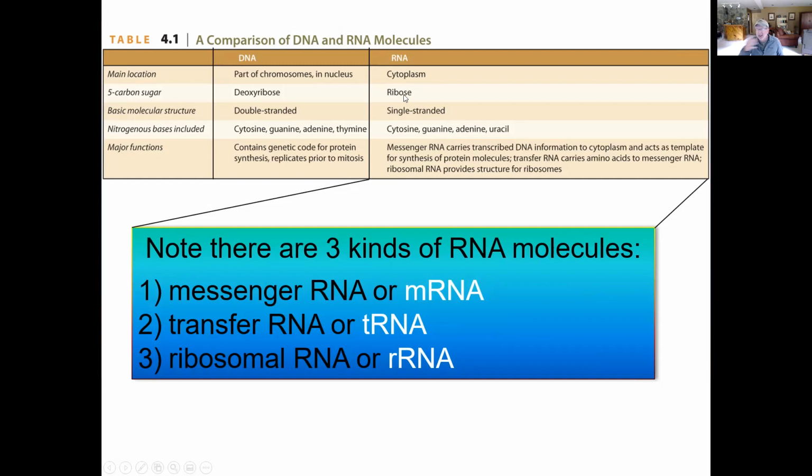So that's the only difference. Otherwise, the pentose sugar is the same. And you don't need to worry about the chemistry of it. Just wanted to denote that there is a difference between the sugars of the two types of nucleic acids.